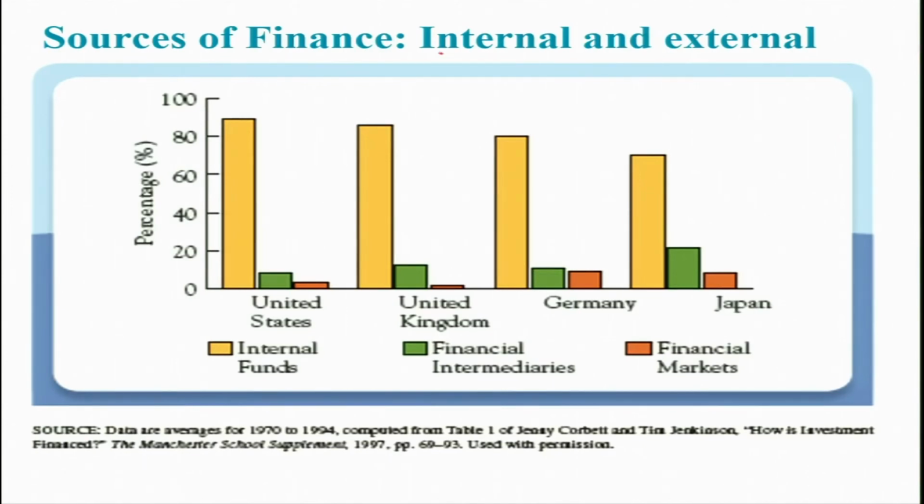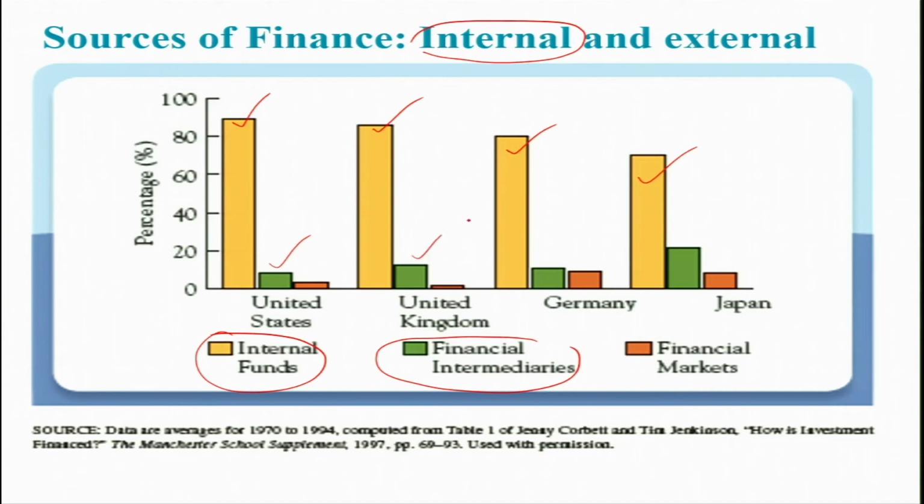So you can see that internal finance is the major source of finance for all these four countries. For example, the US is more than 85%, and it is almost similar for the United Kingdom, Germany and Japan. Then comes financial intermediaries. Second place goes to financial intermediaries.